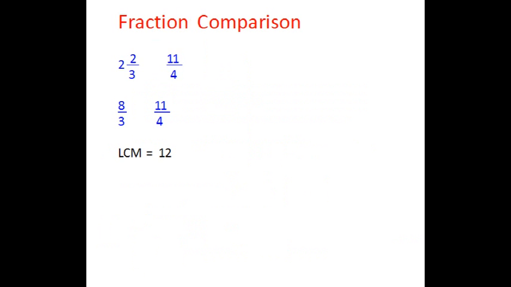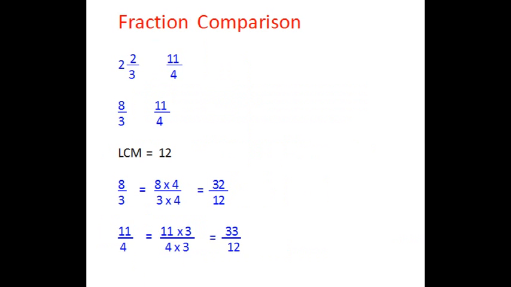Now we want to convert these fractions into equivalent fractions with the denominator as 12. So 8 over 3, let's multiply the denominator and the numerator by 4. So the denominator becomes 12. Now 8 4's are 32, 3 4's are 12. So the equivalent fraction is 32 over 12.